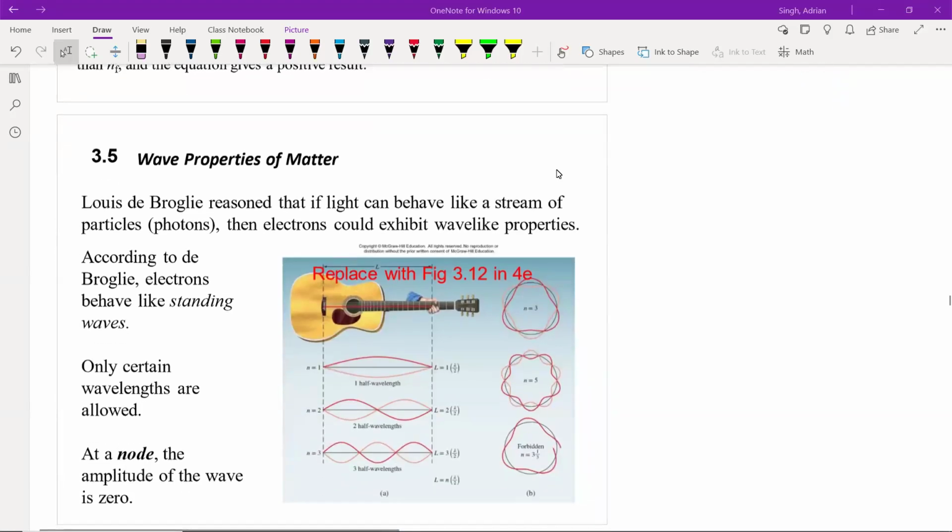Okay, so we've seen before that Max Planck had suggested that light, which we know as a wave, can also exhibit particle-like characteristics. And Einstein showed that through the photoelectric effect.